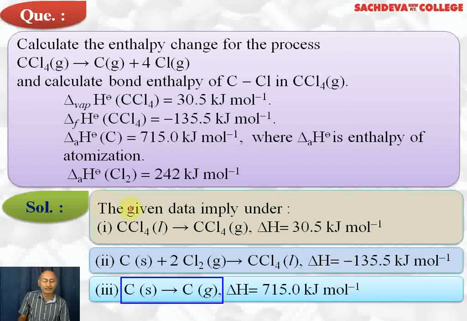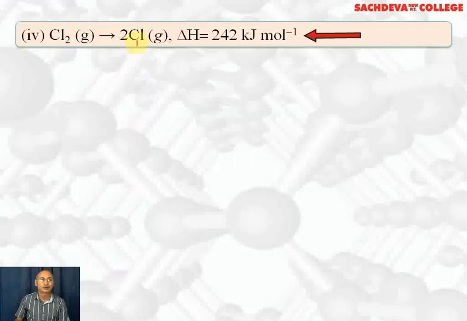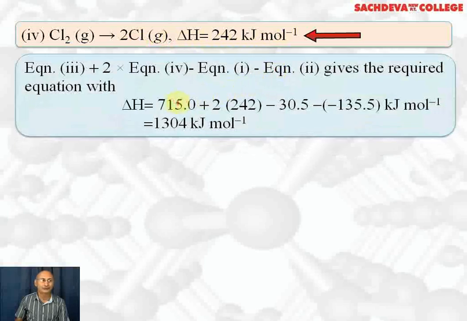Carbon solid to carbon gas, delta H is 715 kilojoules per mole. This is enthalpy of atomization, which is an endothermic process. Formation of CCl4 was an exothermic process, and even vaporization of liquid to gas was an endothermic process. Cl2 gives 2Cl, delta H 242 kilojoules per mole. This is also an endothermic process because the bond is to be broken.